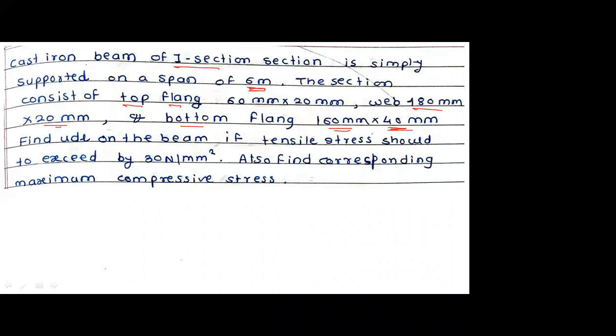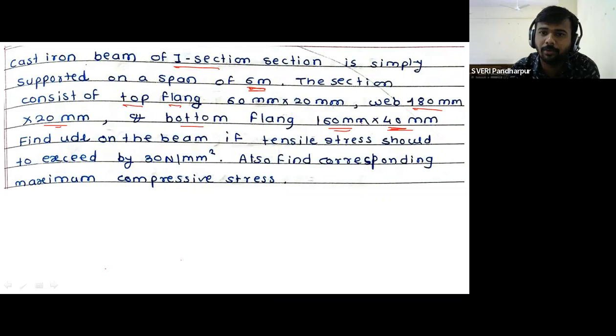Unsymmetrical. It is unsymmetrical because the dimensions of the top flange and the bottom flange are totally different. If the dimensions of the top flange and bottom flange are the same, then easily we can say that the given section will be a symmetrical section. But here the dimensions are different. Therefore, whatever the I section is mentioned, it has two unequal flanges. Therefore, it is unsymmetrical. First up, find the UDL on the beam.